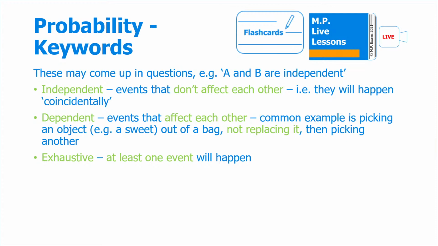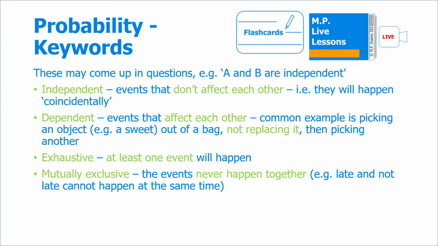And mutually exclusive means that the events never happen together. For example, you can't be late and not late at the same time. When you roll a dice, you can't have an even and an odd number at the same time.